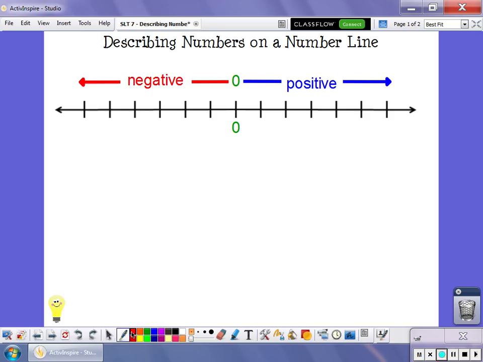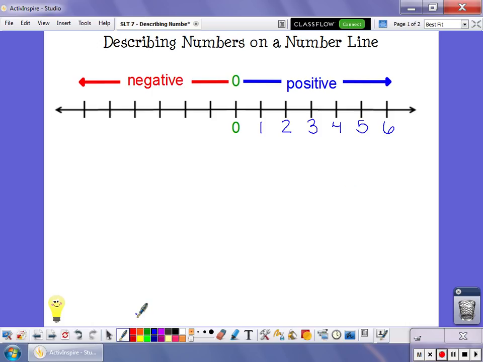Now, number lines also count by a consistent interval. When you look at this, one space represents the same distance as this space. Your scales can count by 1s or 2s or 5s or anything like that, but it has to be consistent. So if I start at 0 and I move one spot away to the right, that's a positive 1. If I start at 0 and go 2 spots away to the right, it's positive 2. And I can keep going, numbering this number line, having my interval of 1 between each of these numbers.